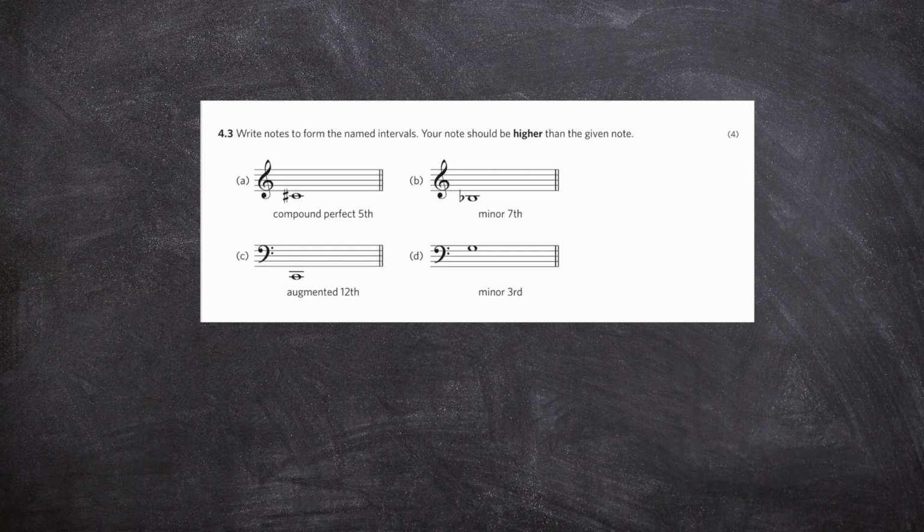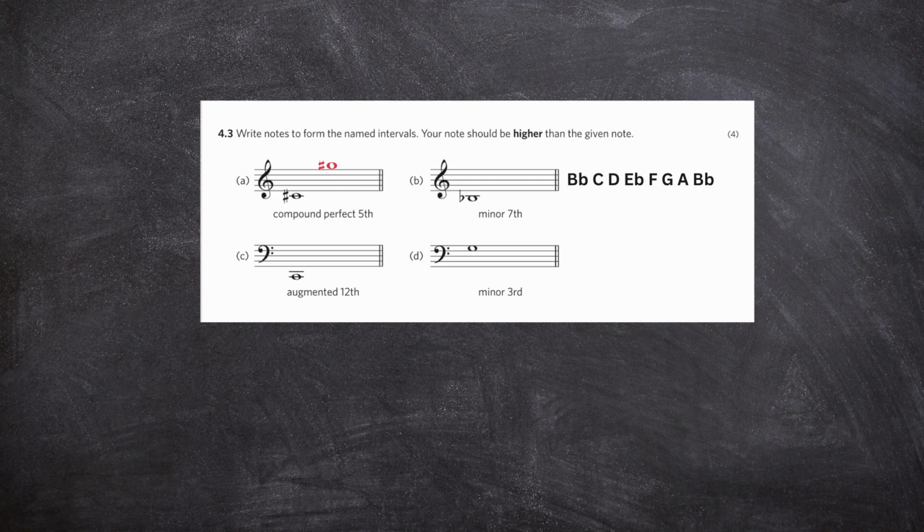Question 4.3. Write notes to form the named intervals. Your note should be higher than the given note. Question A. Write a compound perfect fifth above C sharp. The perfect fifth here is the G sharp. A compound interval means it is bigger than an octave, so here is the answer.